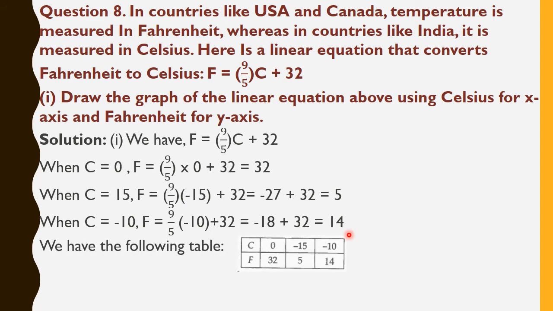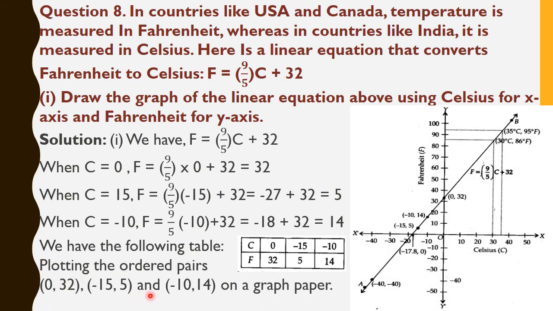So the table can be drawn as such: 0, 32, then minus 15, 5, and minus 10, 14. Sorry, here it will be minus 15. And then we can write down the ordered pairs: 0, 32, minus 15, 5, and minus 10, 14. So if you plot it on the graph paper, along the x-axis we have taken the Celsius, and along the y-axis we have taken the Fahrenheit. So it is very important that we write the information on the graph.